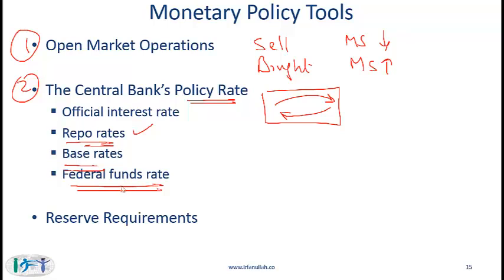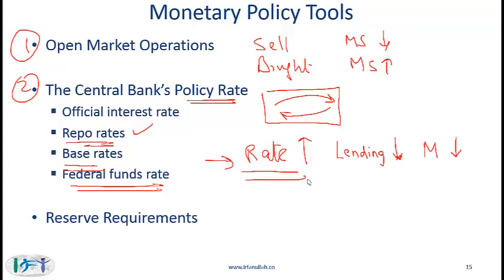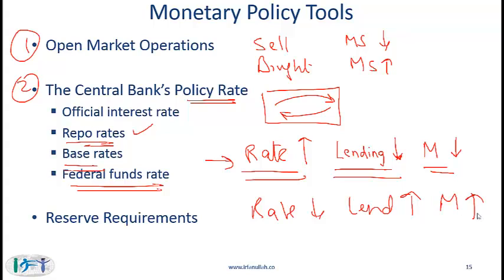I don't think this is overly testable because this is a very US context. The main point you need to recognize here is the following. If the policy rate goes up, then the amount of lending in the banking system, or the amount of lending in general, will be down, and the money in the system will be down. On the other hand, if the policy rate is decreased, then the lending will be up and the money in the system will be up.